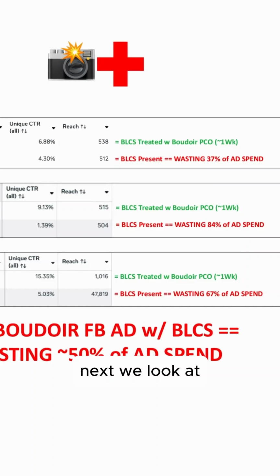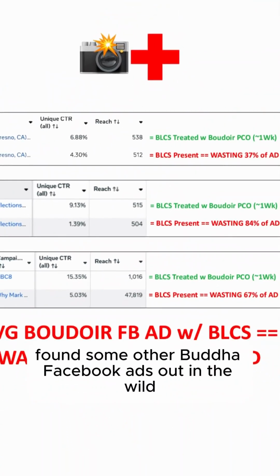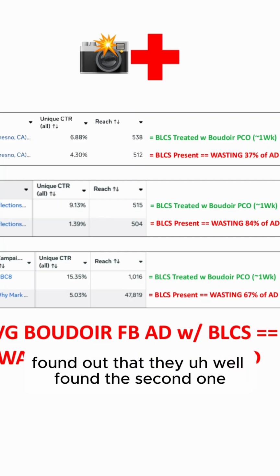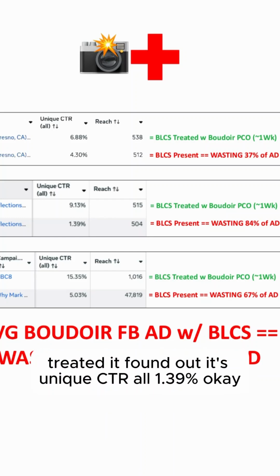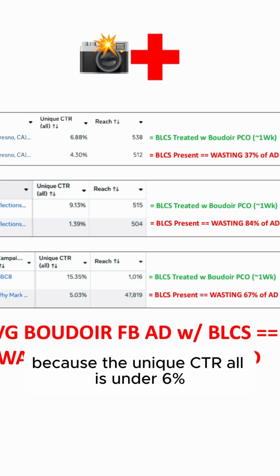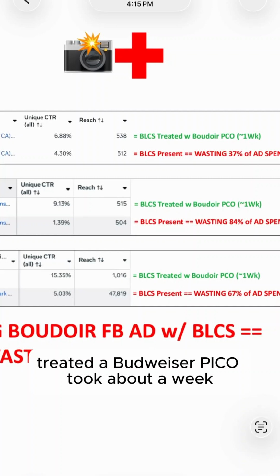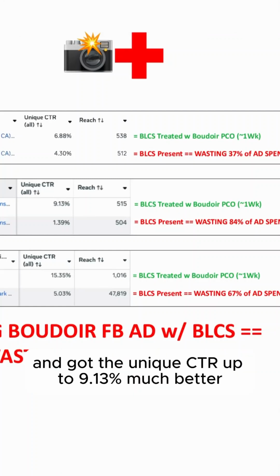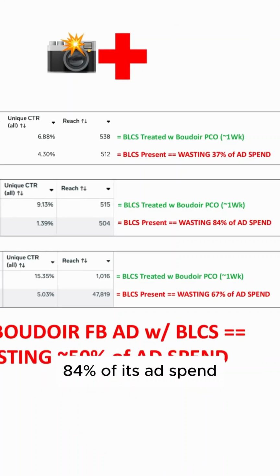All right, next we look at the second part of my residency. I went out there, found some other Boudoir Facebook ads out in the wild. Found the second one, brought it to the hospital, treated it, found out its unique CTR was 1.39%. Okay, so we know that BLCS is present because the unique CTR is under 6%. So I duplicated it, treated it with Boudoir Pico, took about a week, and got the unique CTR up to 9.13%, much better. So we found out the original was wasting 84% of its ad spend.